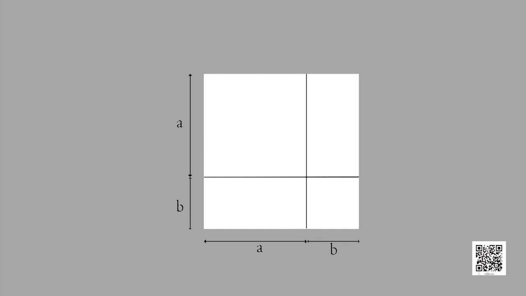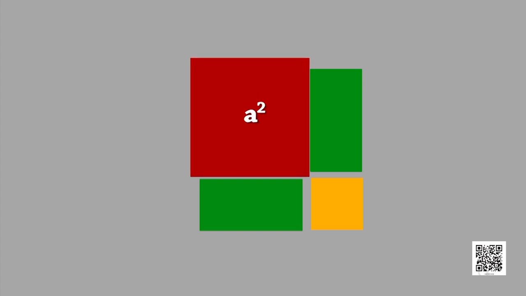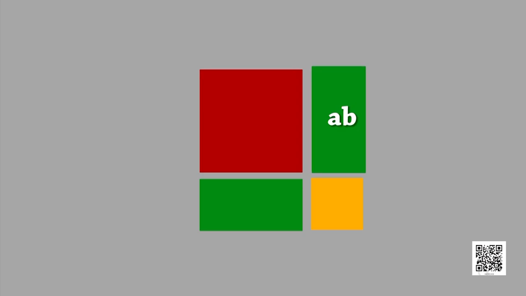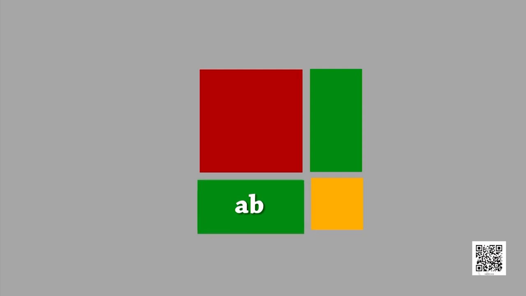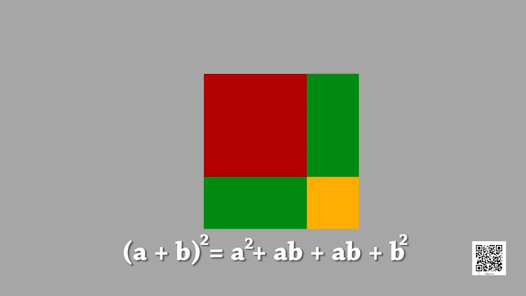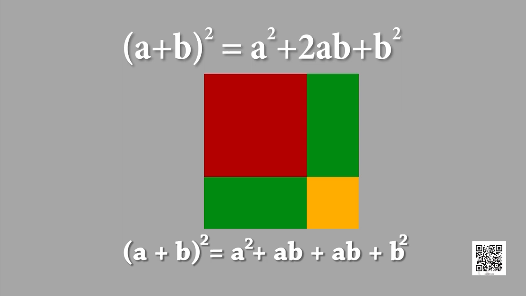Can you guess what its area is? Its area is (a plus b) whole square. We shall now cut this square into four parts as shown in the figure. After cutting, we get a square whose area is a square, a rectangle whose area is ab, another rectangle of area ab, and a square of area b square. On adding all these areas, we get (a plus b) whole square is equal to a square plus ab plus ab plus b square. Thus, (a plus b) whole square is equal to a square plus 2ab plus b square.